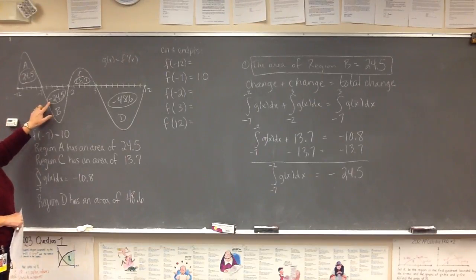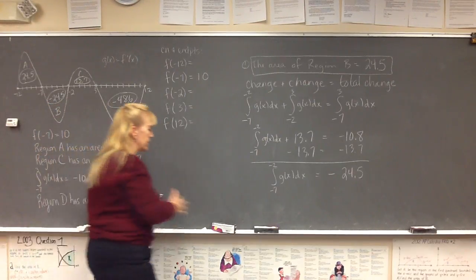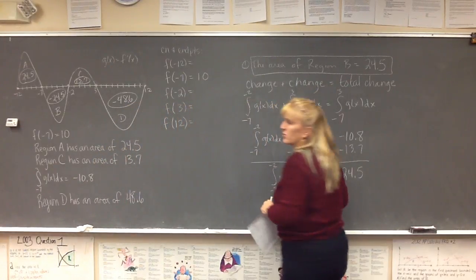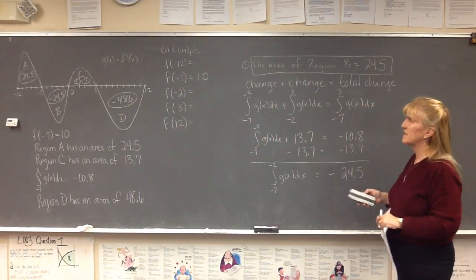We end up with a negative 24.5 for the integral, but a positive 24.5 for the answer to the question, which is the area of the region.